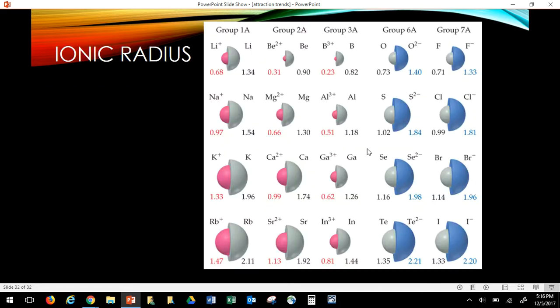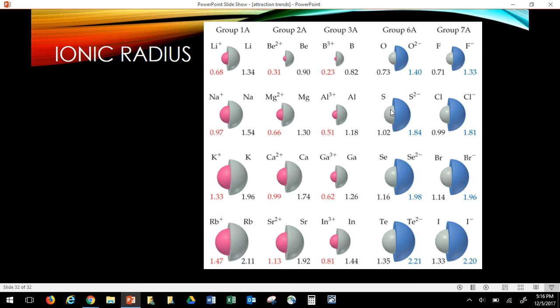All right, and here is the summary where you can see things that are positive that lose electrons are smaller than their neutral atoms. So here's what half of a sodium atom would look like, and here's what half of a sodium ion would look like. Here's what half of a magnesium atom would look like, and here's half of what a magnesium ion would look like. So they get smaller as they lose electrons because it's allowed to get a little more attraction in there. And the opposite happens when they gain electrons.